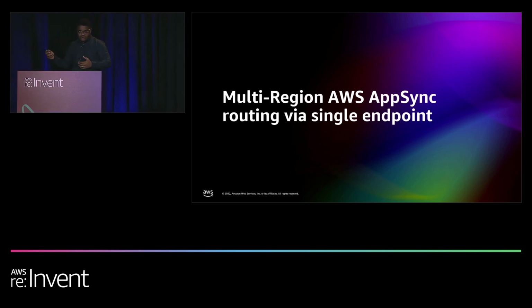And in the next set of slides, I will cover the options for building that single API endpoint, which you want to achieve with AppSync, and then route traffic to various regions based on the target regions you've deployed your APIs.